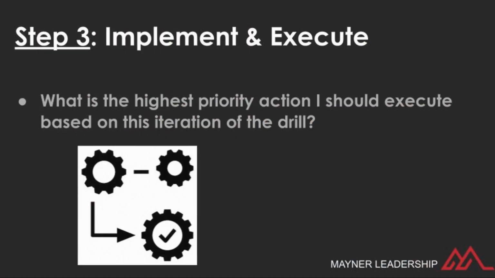So what is the highest priority action that either me or the team should execute based on this iteration of the drill? Okay. So later we're going to debrief and we're going to have another iteration of the drill, because there's going to be another problem that rises up either in the next hour, 30 minutes, day, week, month, year. There's another problem that's going to come up. And also, usually if we solve a problem, it just creates another problem, which is a good thing. That's what we want, right? To always be solving new problems. So what's the highest priority action that we should take based on this iteration of the drill?